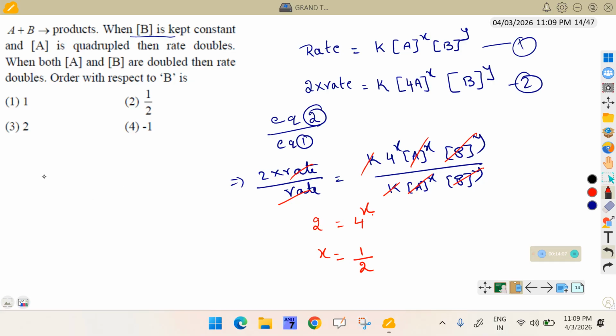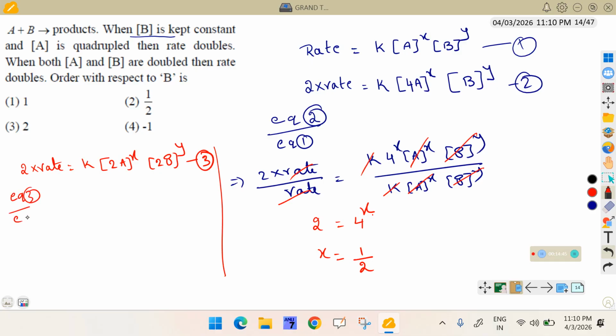Now, with respect to B, what is the condition given? When both A and B are doubled, then the rate is also doubled. 2 into rate is equal to K into (2A) whole power X, (2B) whole power Y. This is taken as equation 3. Now equation 3 by equation 1. Simplify.